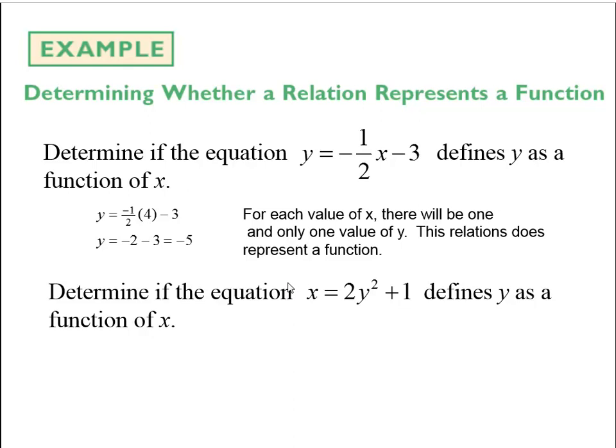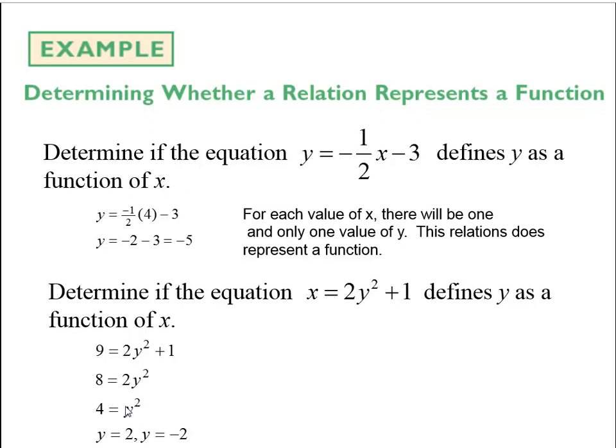All right, now let's determine if this equation represents a function or not. We have x equals 2y squared plus 1. I'm going to pick an x value and find the y value that goes with it. I picked x equals 9. The first thing I did was subtract 1 from both sides, so I get 9 minus 1, which is 8. And then I divide both sides by 2, so I get 4 equals y squared.